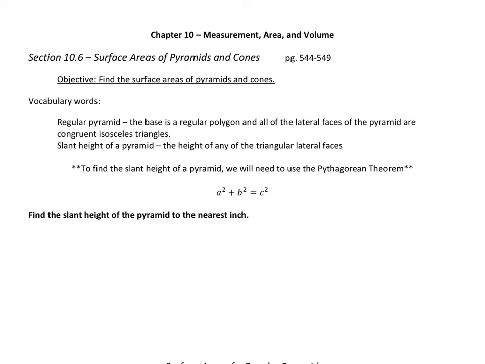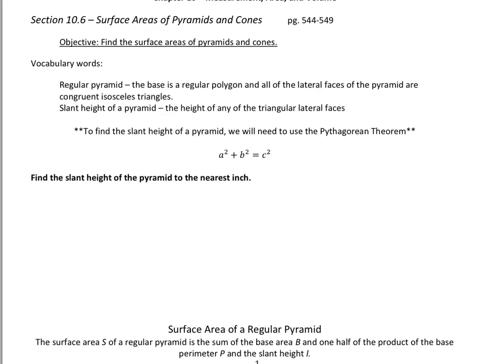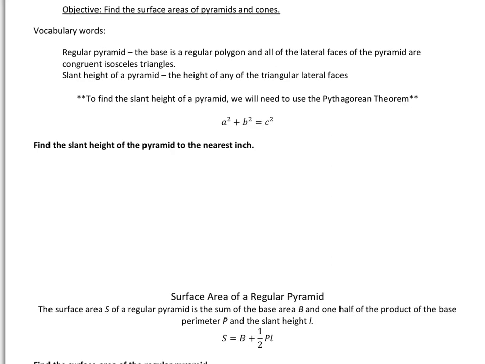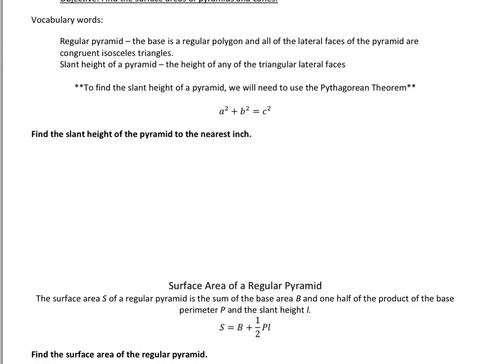We're going to cover surface area of pyramids and cones today. So first, all the pyramids we're going to be dealing with are regular pyramids, which means the base is a regular polygon and all the lateral faces of the pyramid are congruent isosceles triangles. That sets us up to know that we're going to be able to use these formulas that I'm going to give you. The other important thing is going to be slant height.